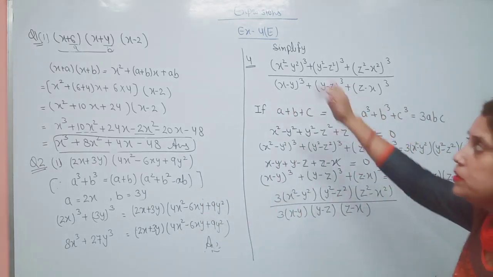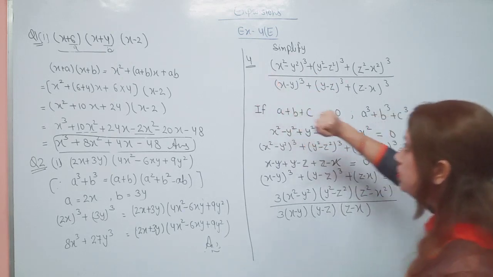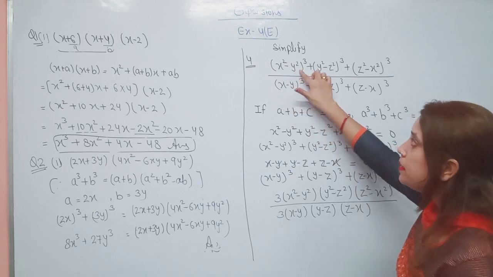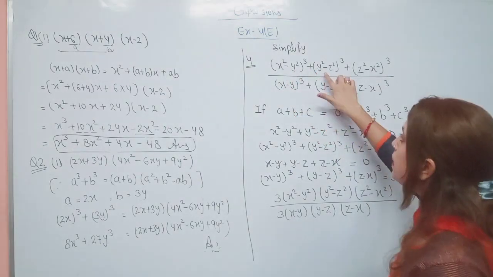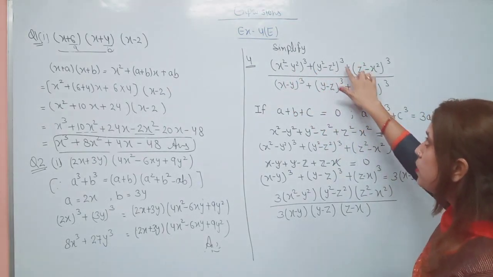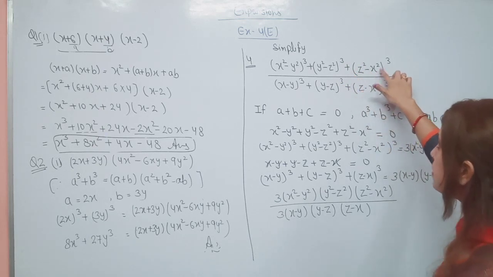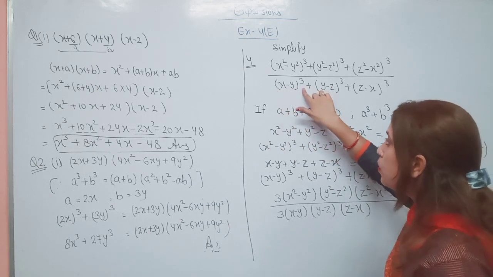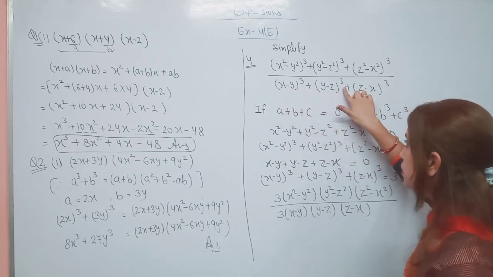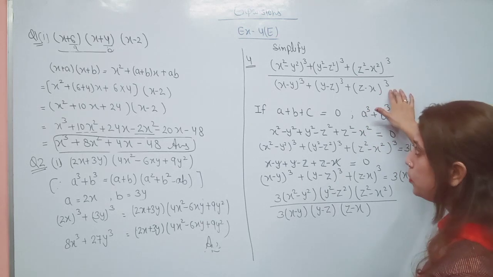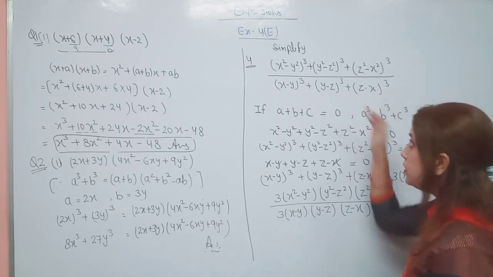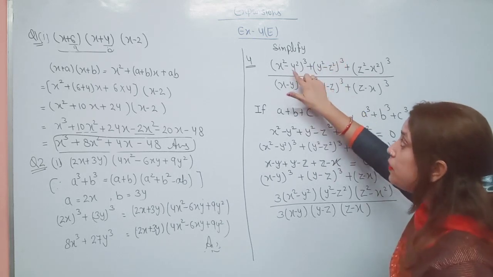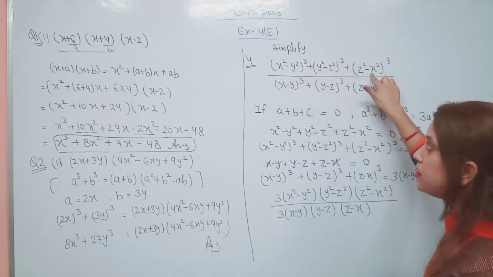Now question number 4, simplify. Very important question. Let's see: ((x square minus y square) whole cube plus (y square minus z square) whole cube plus (z square minus x square) whole cube) whole upon ((x minus y) whole cube plus (y minus z) cube plus (z minus x) whole cube). When we analyze the question, then it looks like the identity of a cube plus b cube plus c cube.